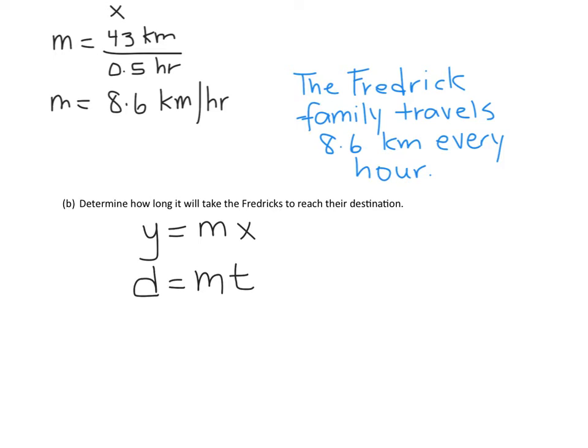So now we can go ahead and plug in our values. We know that the distance traveled by the Frederick family is 250 kilometers, so we can plug that in the place of d. M represents slope or rate of change, and we calculated that value in part A, and we determined the rate of change to be 8.6 kilometers per hour. So we can plug in 8.6 in the place of m. And we don't know what time is. That's what we need to solve for. We need to determine how long it's going to take them to travel 250 kilometers when the car can only go 8.6 kilometers every hour.